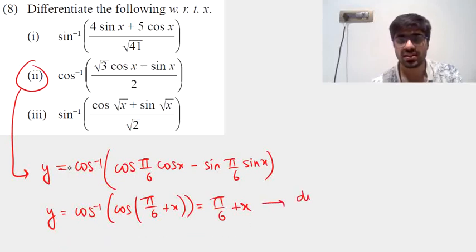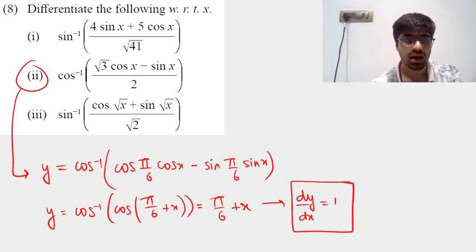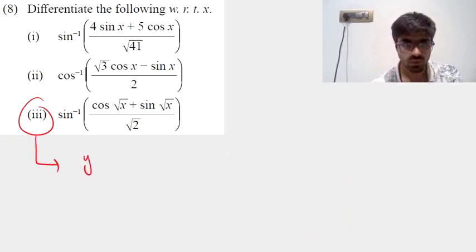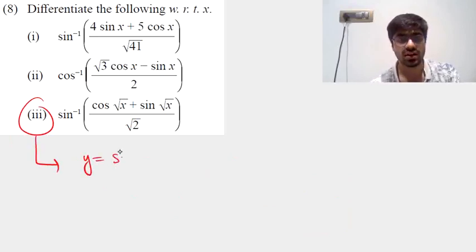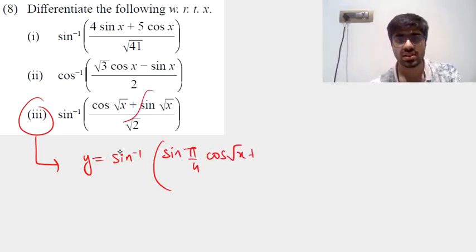So dy by dx will be 0 plus 1, which is equal to 1. So dy by dx is 1. And in a similar way, let's answer the third question. Y will be equal to sine inverse of, the first term is in cos, so the first 1 by root 2 will be written as sine pi by 4. So we have sine pi by 4 cos root x, plus the second 1 by root 2 is cos pi by 4 sine root x.